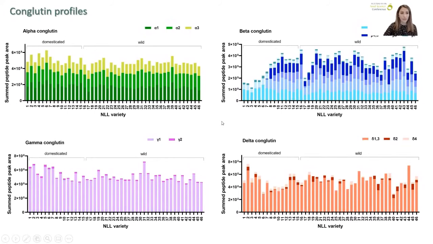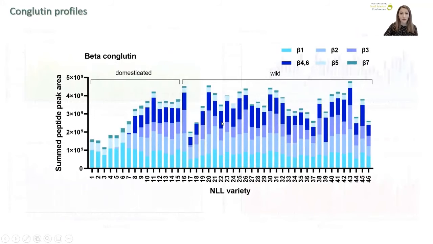However, the variability was much larger in beta and delta conglutins. If we have a closer look at the beta conglutins, you will see that interestingly, some of the domesticated lines show distinctly different beta conglutin profiles.